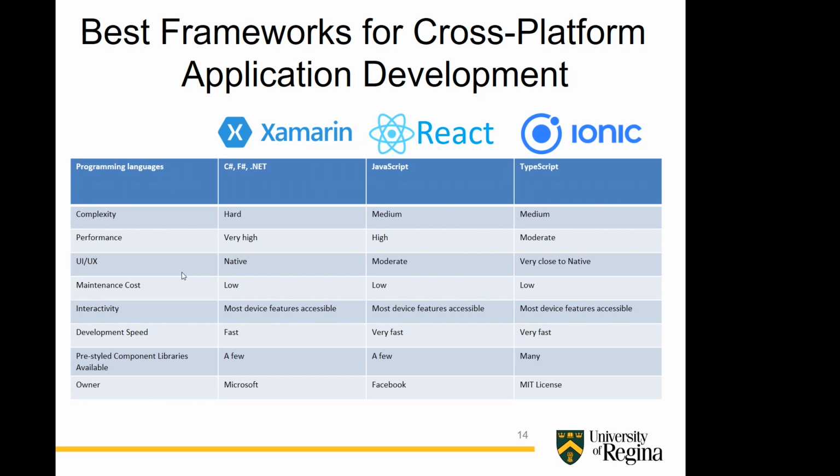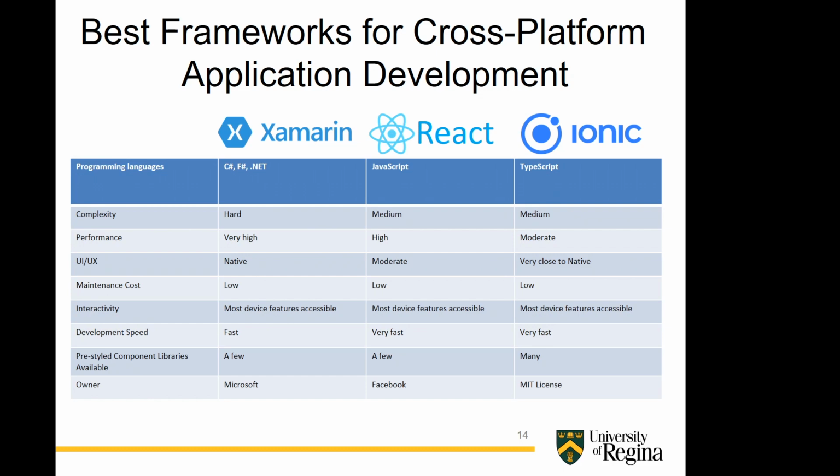For UI and UX, Xamarin can achieve native UI. Ionic can also achieve a very good UI that is close to native, while React does not achieve as good of a UI. Maintenance cost is low for all 3 frameworks. All of the 3 frameworks are very interactive. They all can access most device features and utilities.